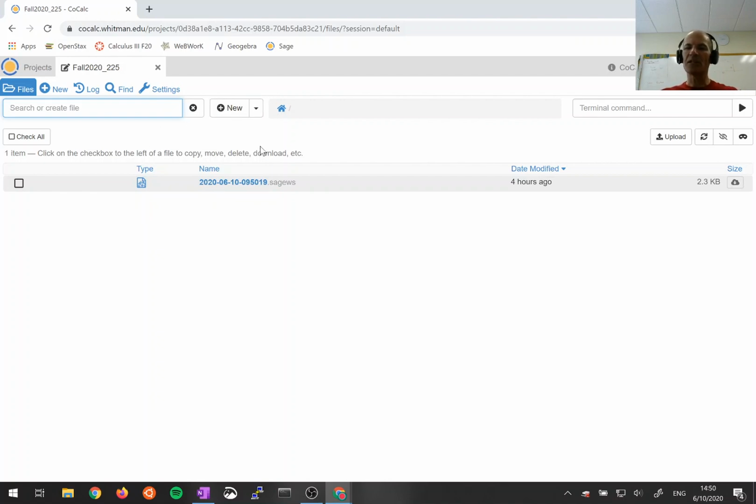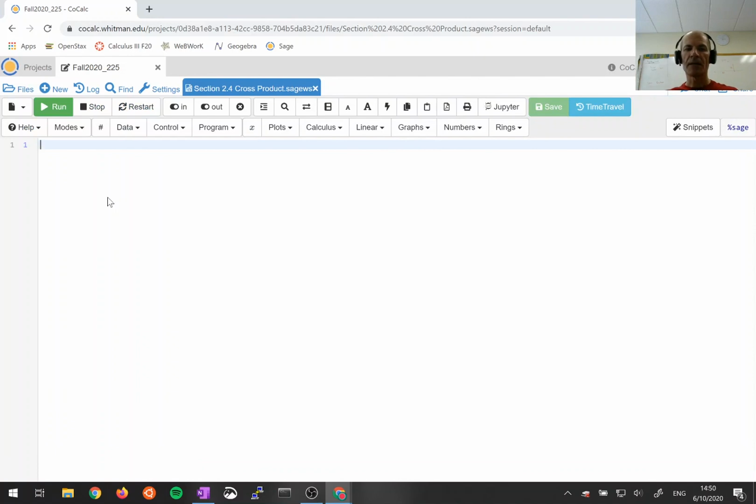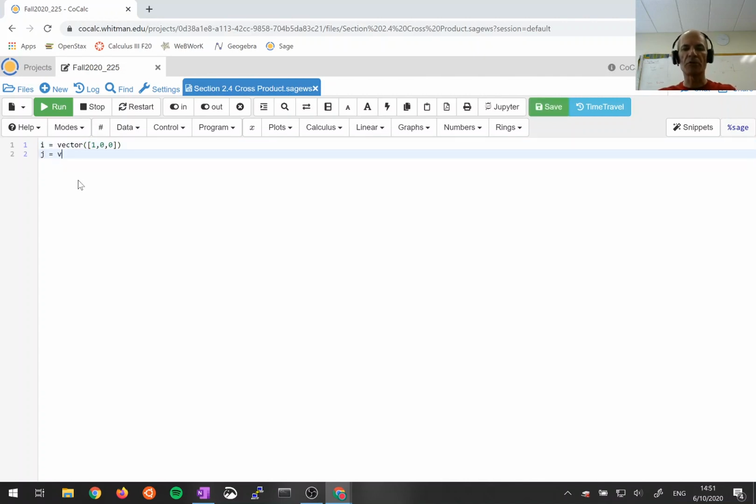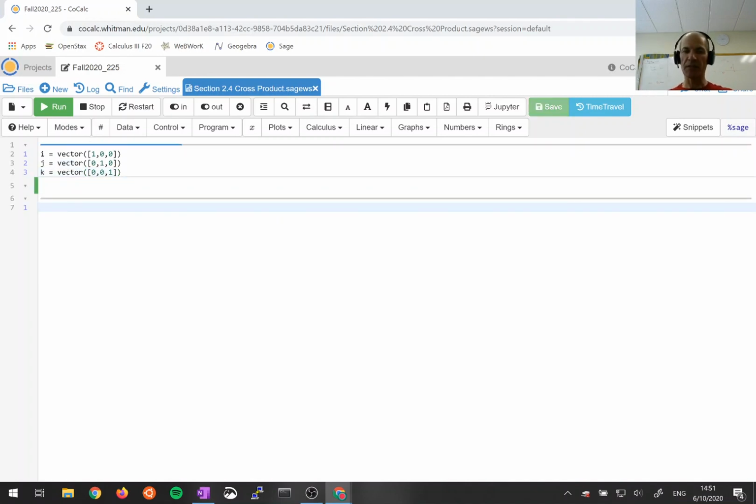Sage does have a bit of a learning curve. I'm going to create a new little scratch document here. I'm going to call it section 2.4, the cross product. And this is going to be a Sage worksheet. I start out with this just empty command prompt. What I'm going to do is create 3 vectors. I is going to be the vector 1, 0, 0. And you have to learn all this syntax, and I'll point you to some tutorials if you're interested in this. J is going to be 0, 1, 0. And finally, K is going to be the vector 0, 0, 1. And once I've typed the 3 commands that I'm interested in, I can just hit Shift-Enter. And now these 3 variables actually contain these 3 vectors.